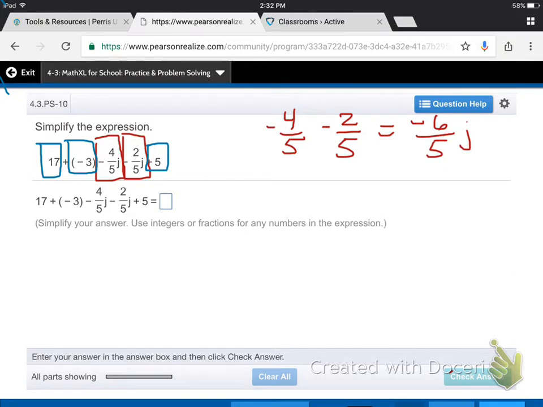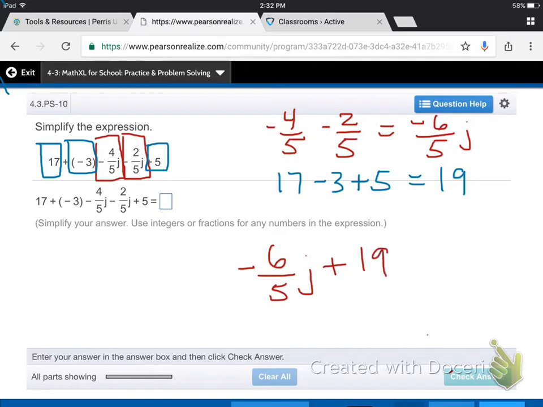Okay. So then let's take our other terms, which I'll change to blue because it'll probably make more sense. We have 17 minus 3 plus 5. Let's just do that in our head. 17 minus 3 is 14, plus 5 is 19. So now let's rewrite our answer all together. We would put negative 6/5j plus, because it's positive, 19. And this answer would go right there.